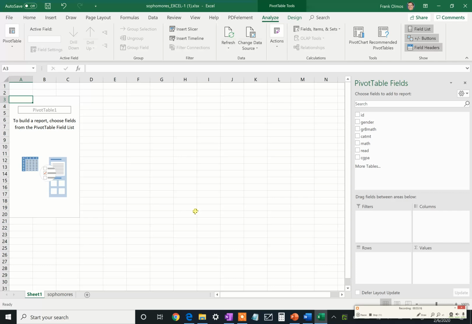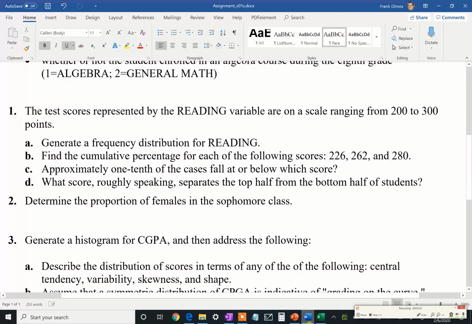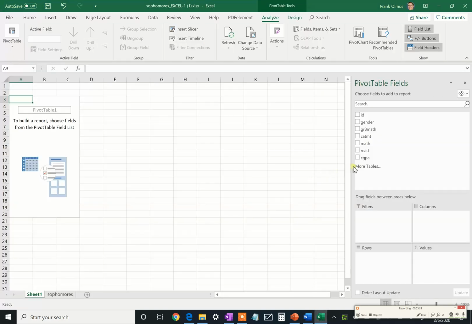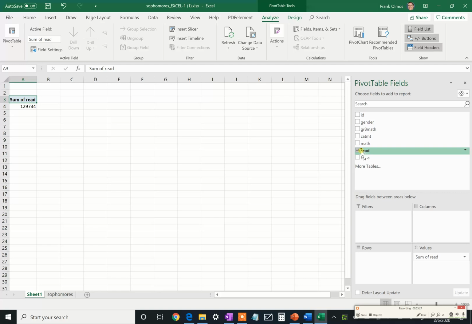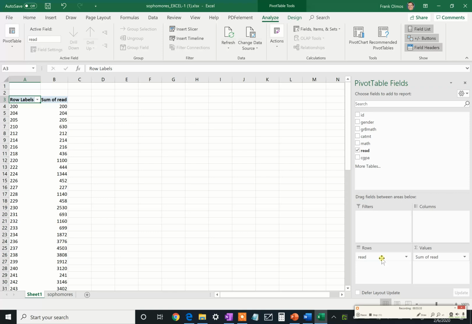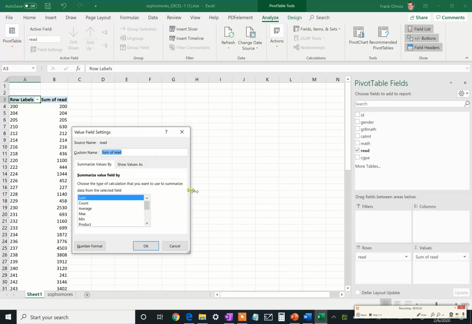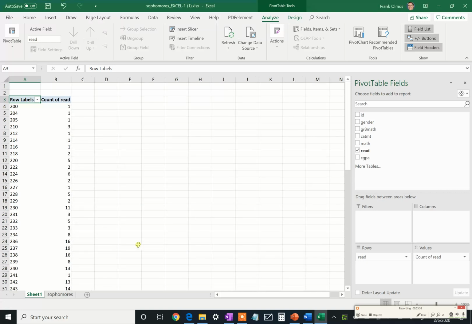So we want a frequency table for reading. Let me double check that. Okay, so what you do is you get reading, a sum of reading, and then you drag reading here. But I don't want the sum. So instead of the sum, I want the count. All right, so it automatically defaults with the sum, but you get the count. And there you go. Voila! Frequency table, not distribution. Frequency table.